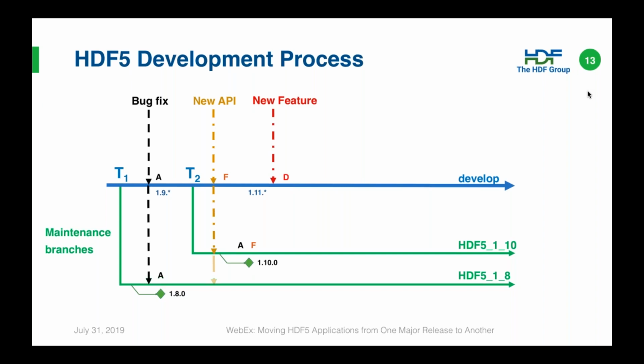When we develop a new feature, we develop it, as I told you, in the feature branch. But when it's ready and passes all daily tests, it is merged into the develop branch. And at time T3, when we create a new maintenance release, the next one will be the 1.12 series of releases, that feature, bug fix, and new APIs will be available in that new branch.